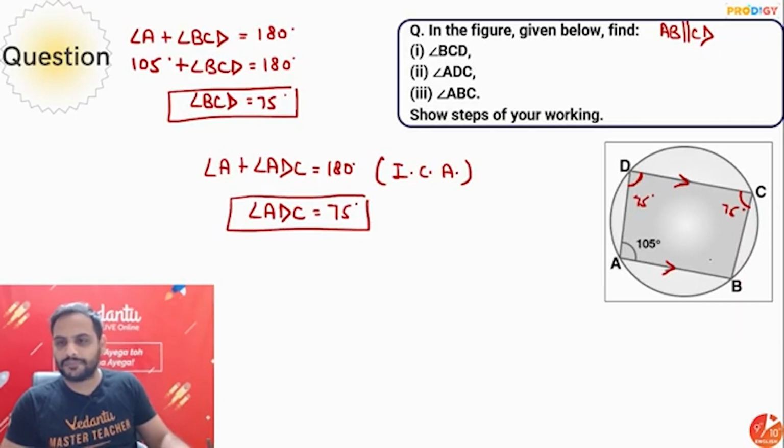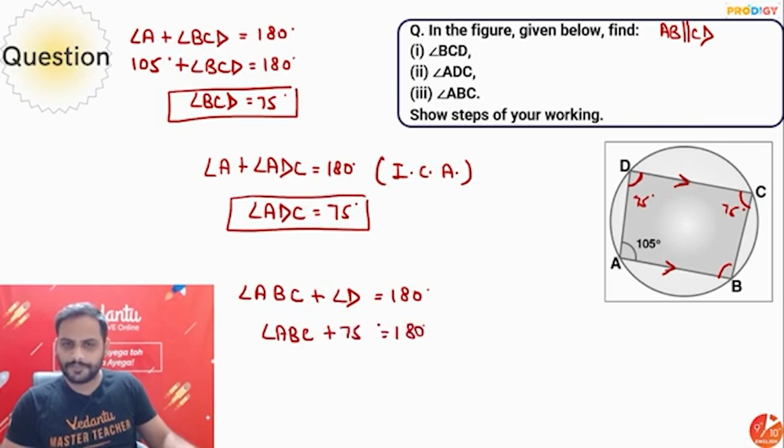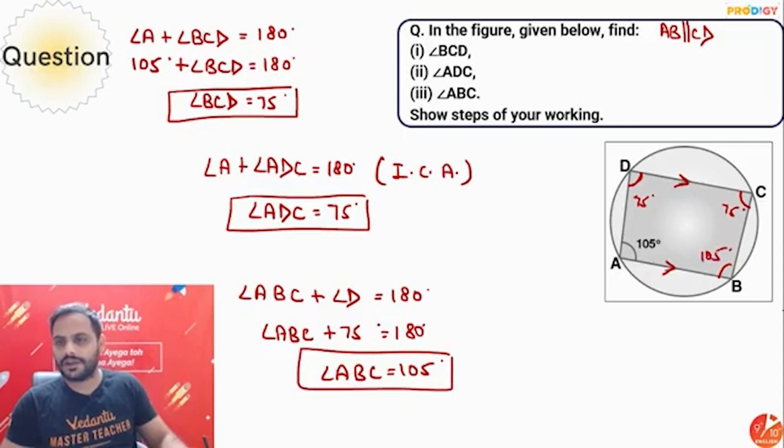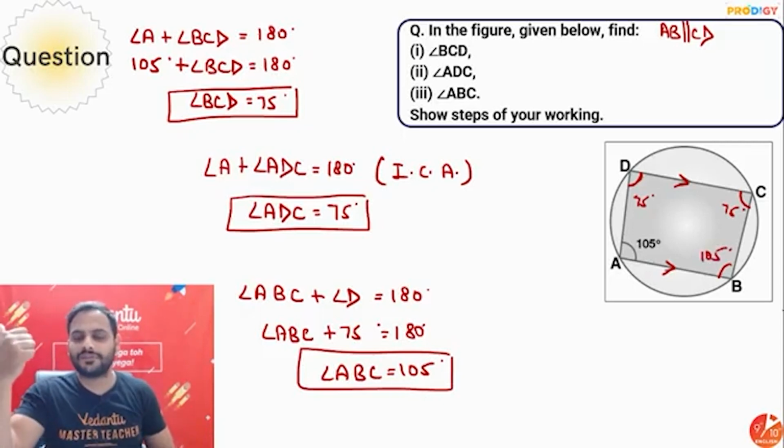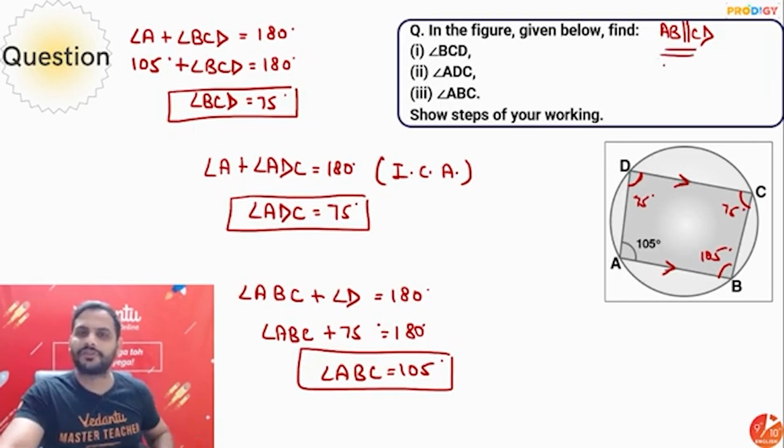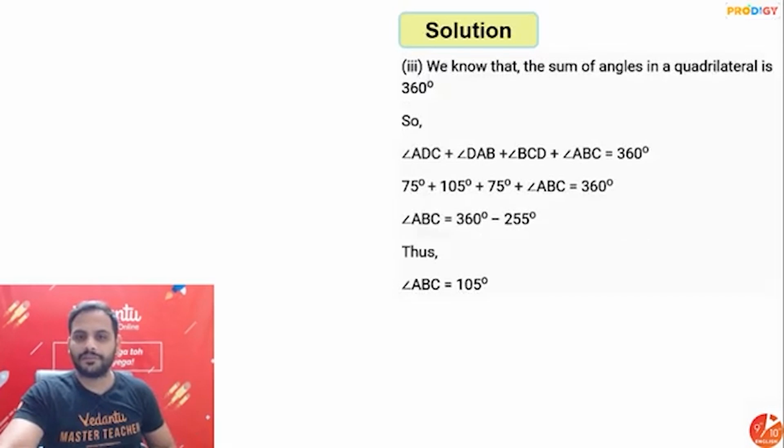Then angle ABC. If you want to go for angle ABC plus angle D, again you can say is equal to 180 degrees because they are opposite angles. So angle ABC, which we don't know, plus angle D which is 75 is equal to 180 degrees. So you'll get angle ABC as 180 minus 75, 105 degrees. So this is how all the angles will be known. If AB parallel to CD was not given, then we would not be able to find out all the angles. But this information was important for us. Okay, simple. Next one.